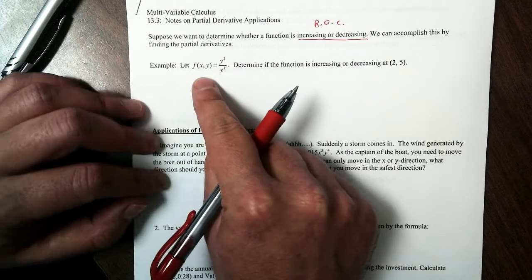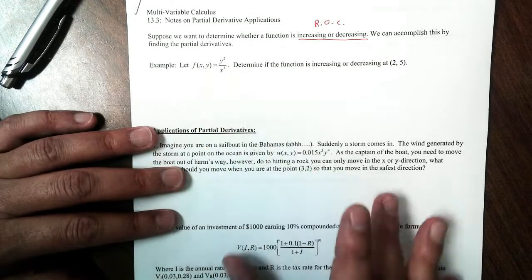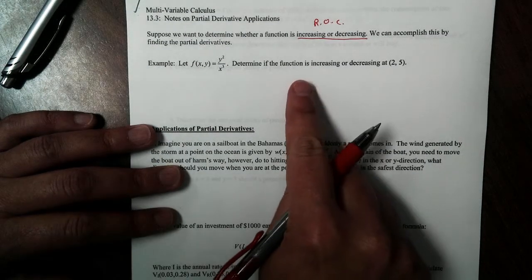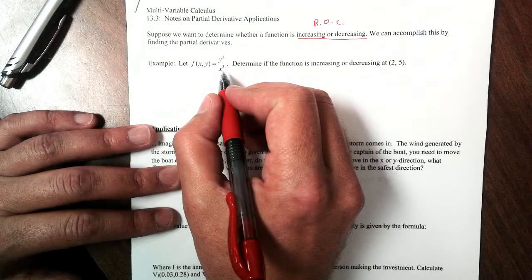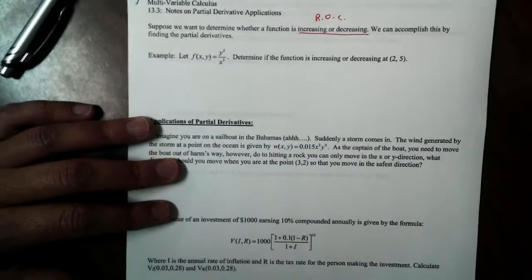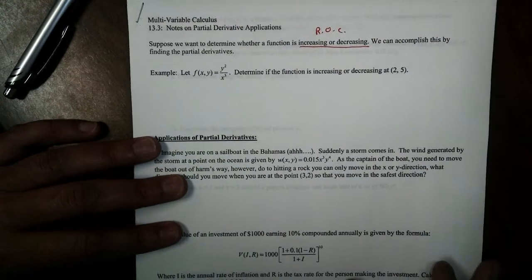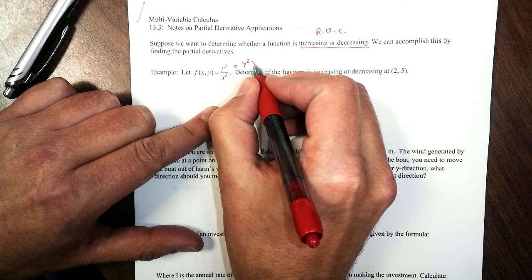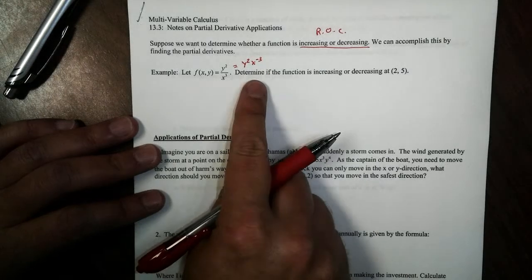So let's say we have the function f of x, y is given by y squared divided by x cubed. We want to determine if the function is increasing or decreasing at the point (2, 5). If you can't remember your shortcut for derivatives, we can just write this as y squared x to the negative 3, and it might help to take the derivatives.